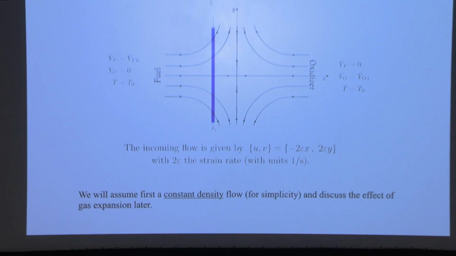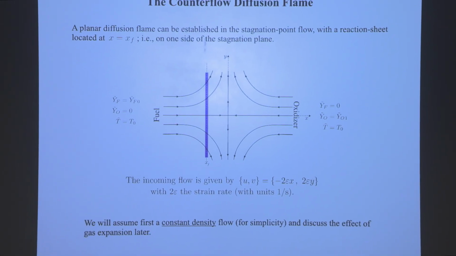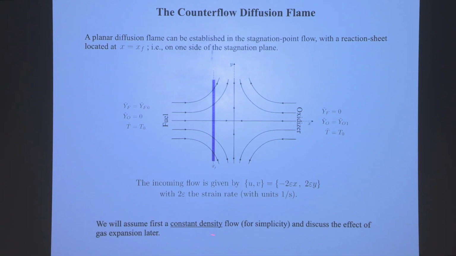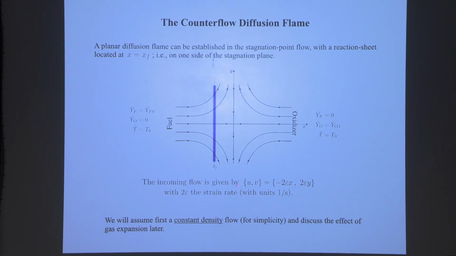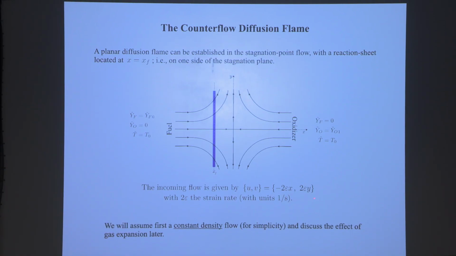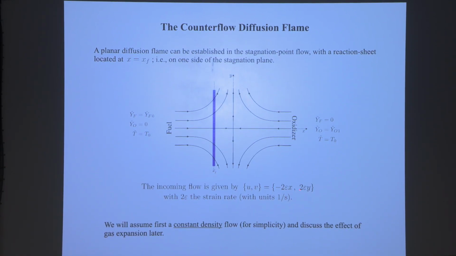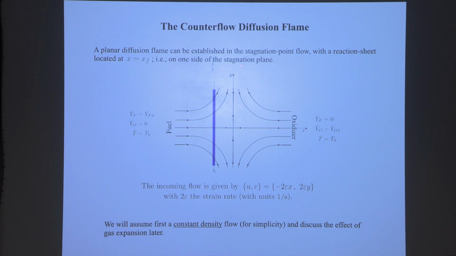Okay, so for starters, we're going to assume a constant density flow. So the flow is just given by minus 2 epsilon x, 2 epsilon y. And this is an axisymmetric configuration, I believe. And epsilon is the strain rate. I think it's axisymmetric. Maybe it's two-dimensional. I don't know. I'll see in a minute what the slides will show me.